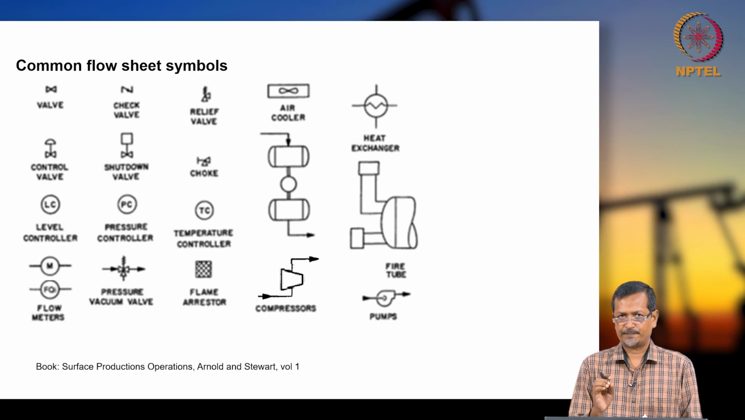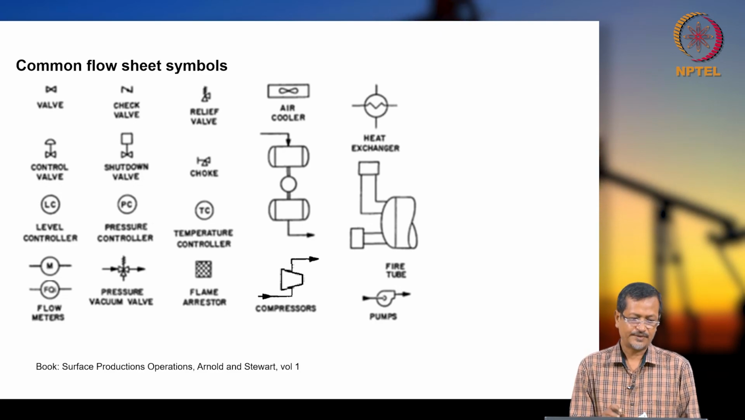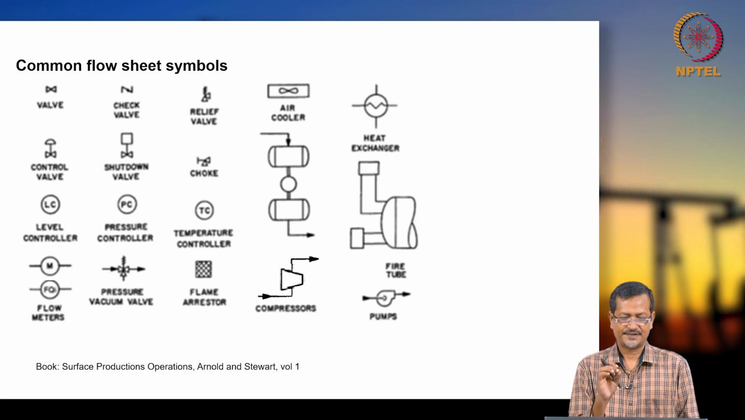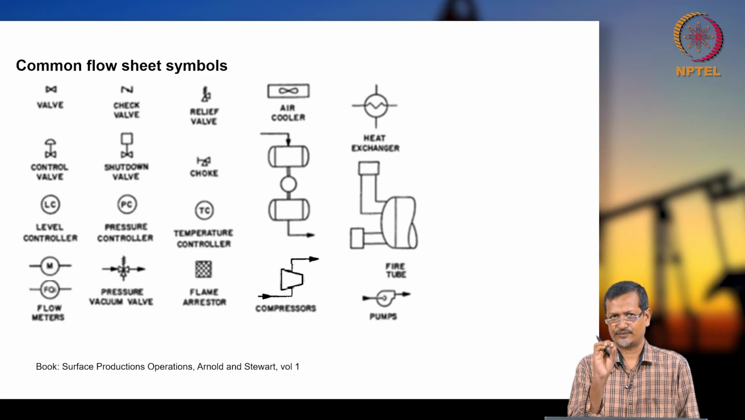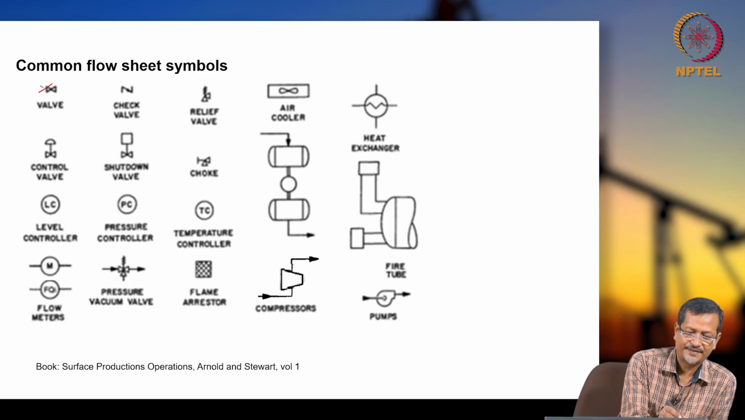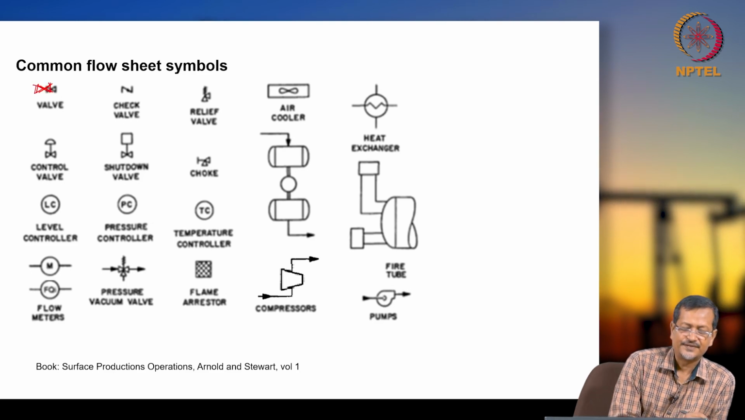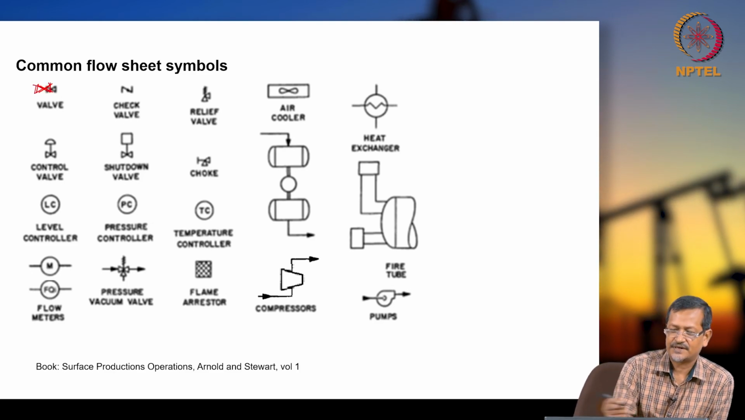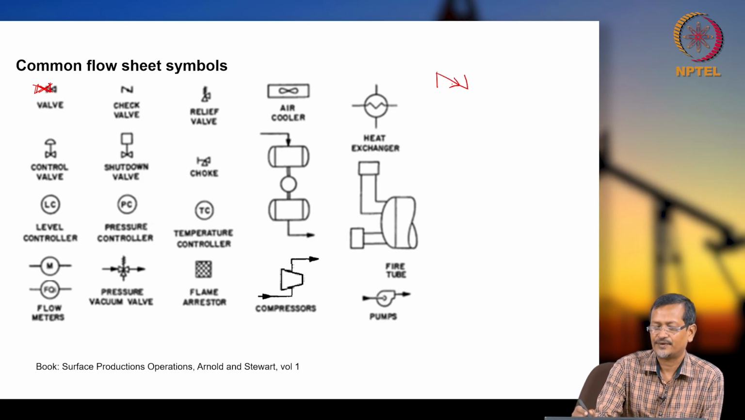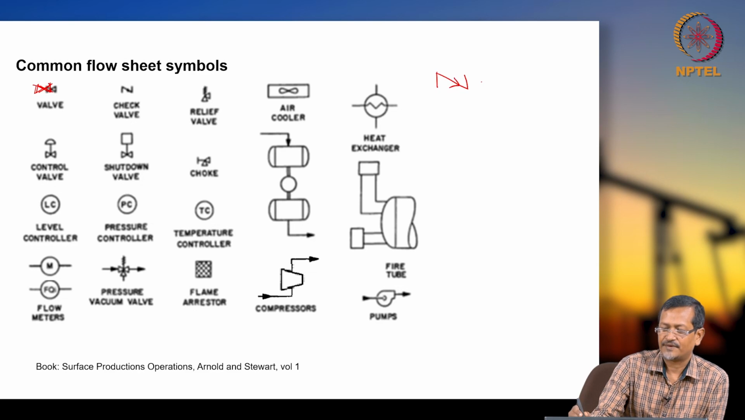Whenever you are going for a PFD or process flow diagram, you have to remember certain notations or symbols so that you can quickly understand what each one is. For example, a valve is like a dumbbell or cross. A check valve is a one-way valve, so you put one arrow. And a relief valve is like this.